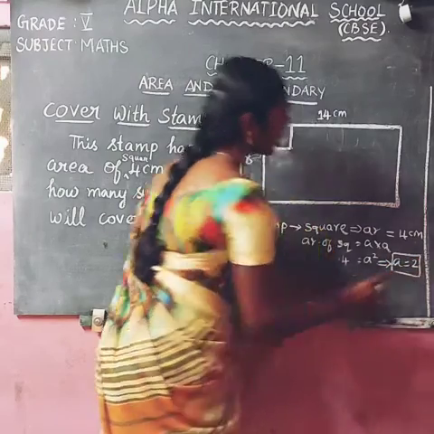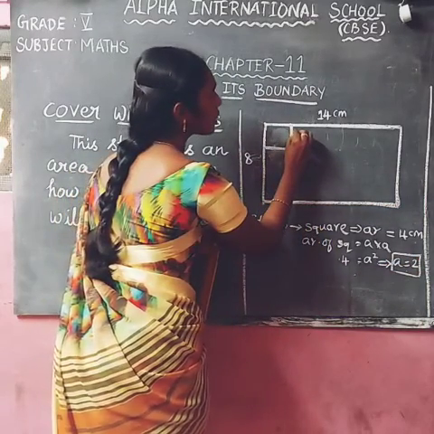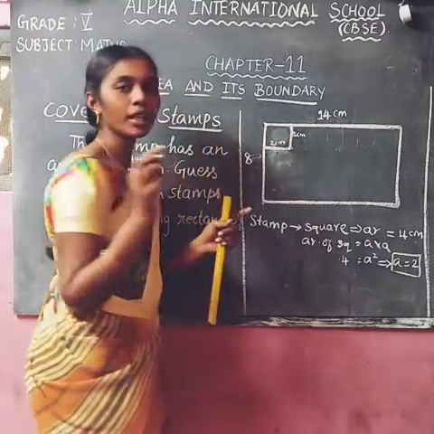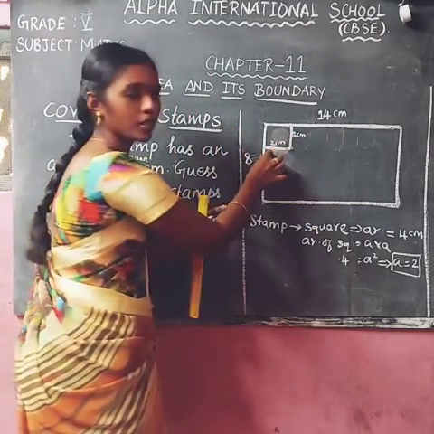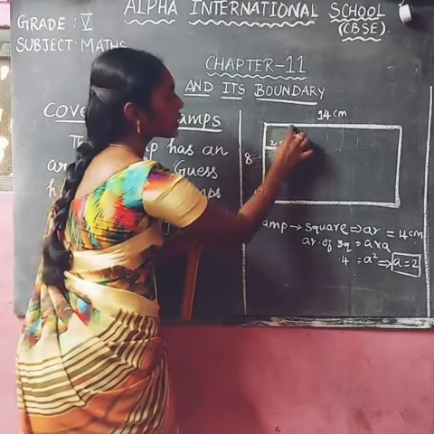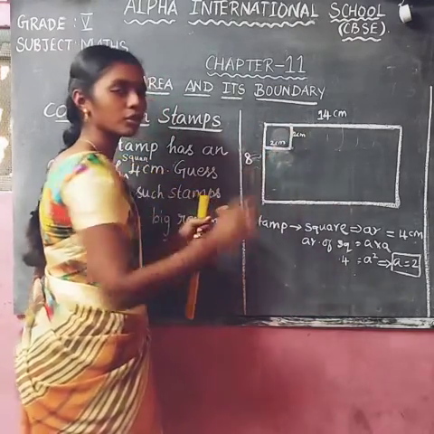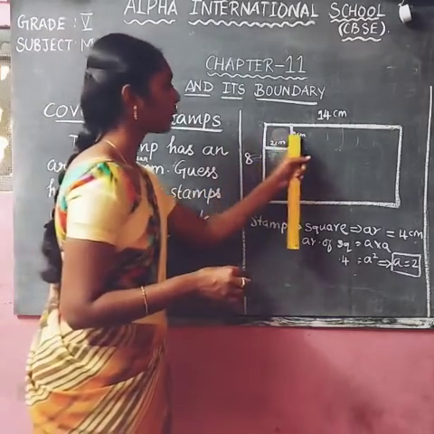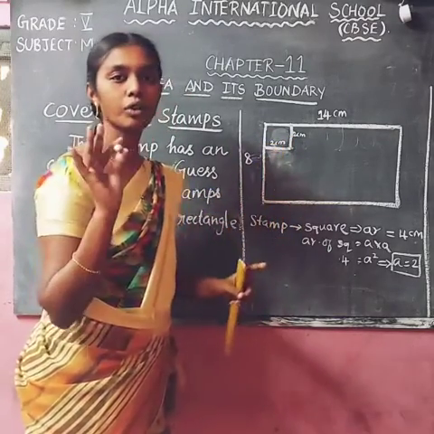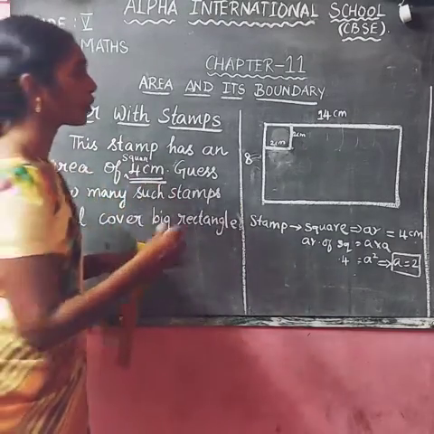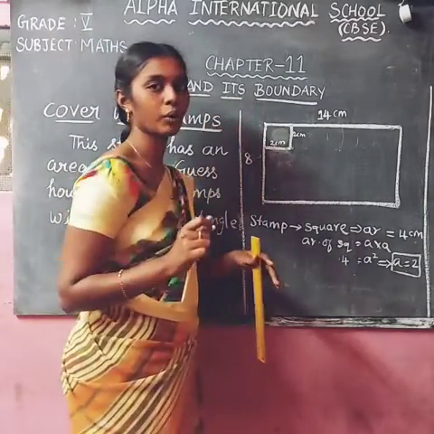Then only, if this side is 2 centimeter and this side is 2 centimeter, to find the area we multiply these two sides. In a square all sides are equal. So this is 2 centimeter, this is 2 centimeter, this is 2 centimeter and this is also 2 centimeter. If we multiply these two, we get 4 square centimeter. That is given in the question. Next we want to find how many such squares are required.